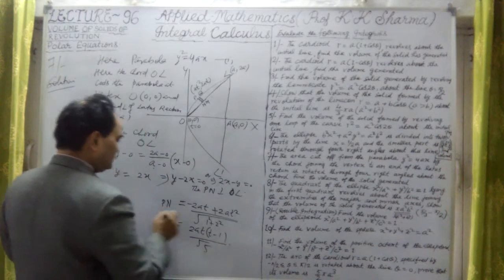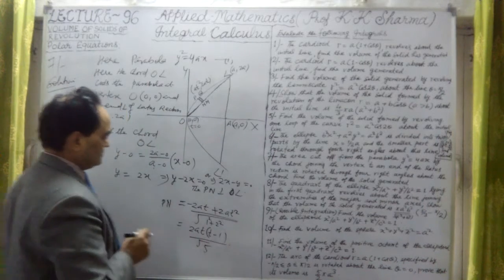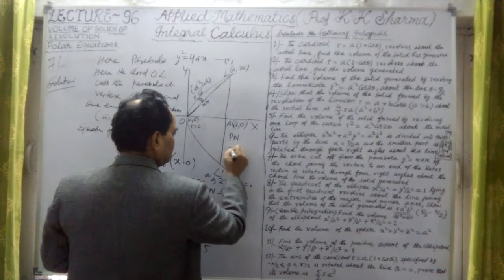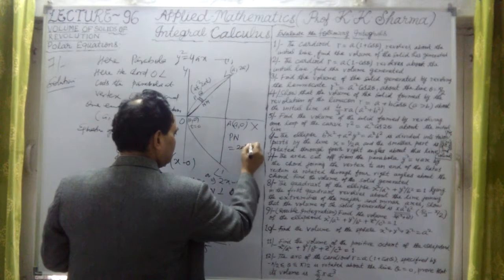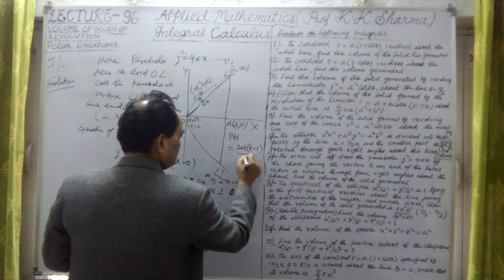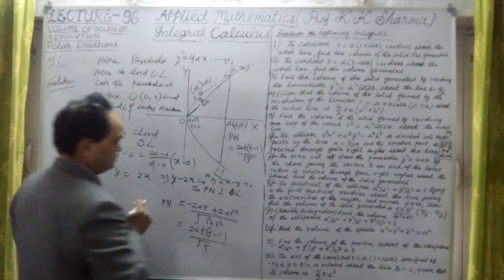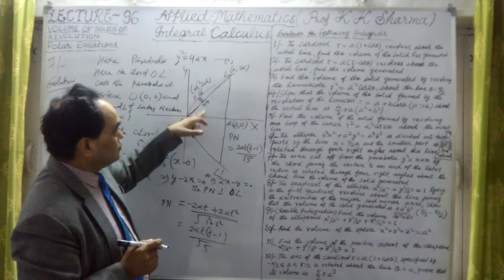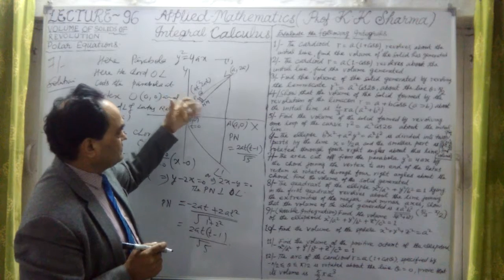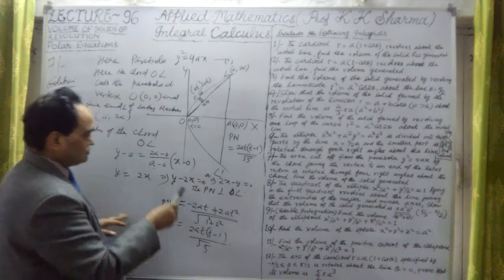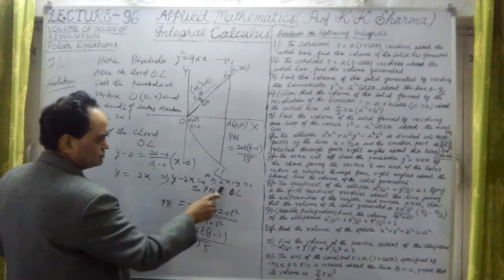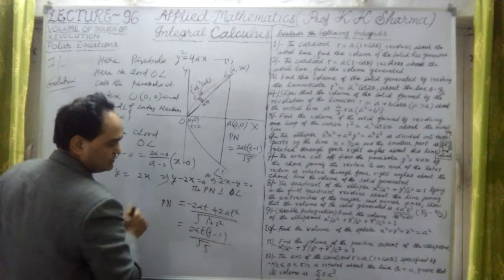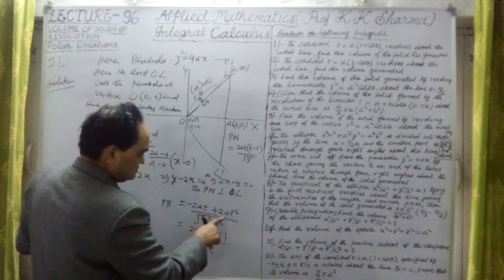Okay, so this is PN, the perpendicular length here. Now let me write here: PN is equal to twice 'a' with the bracket, t minus 1, upon under root 5. This is the perpendicular distance of a point P on the line. PN is perpendicular on the line OL. The equation of the line OL is y equals 2x, so 2x minus y equal to 0, because we first write x, then y.